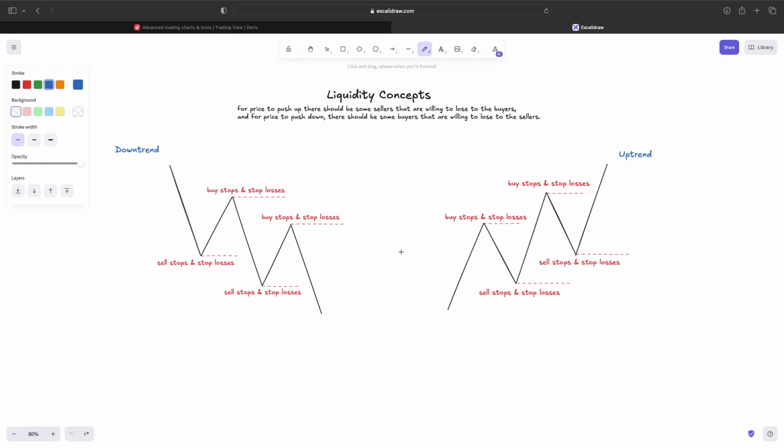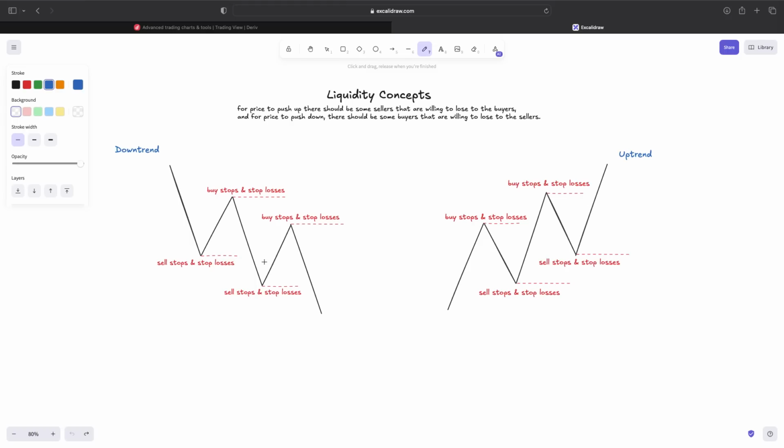As usual, we need to start off with the basics. You need to understand that everything stems from market structure. Now here on these diagrams, we have a downtrend and an uptrend. In a downtrend, we already know that the sellers are in control whenever price is pushing down. And in an uptrend, the buyers are in control whenever price is pushing to the upside.